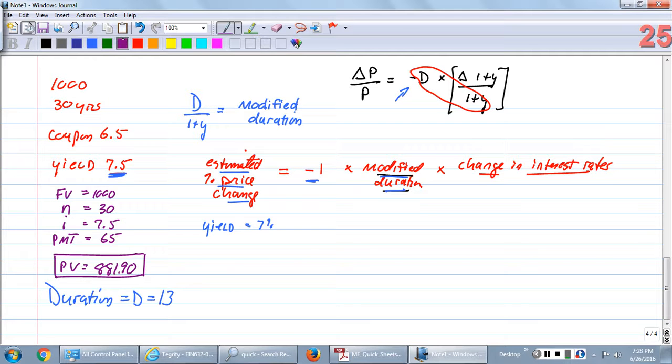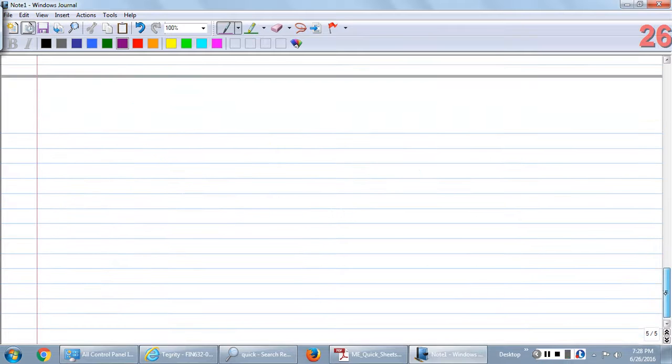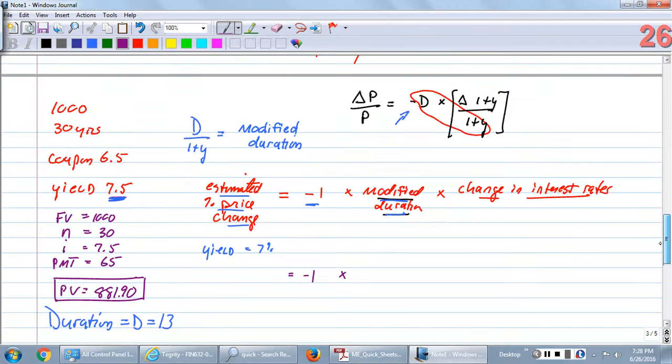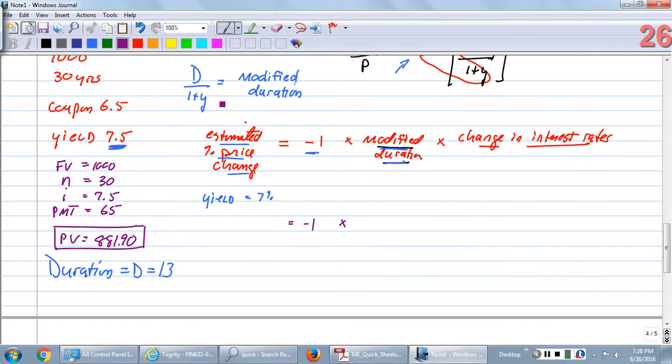Let's use our formula that I've just written here. -1 times modified duration. If you would, bear with me. I should have done this before. You see up here at the top where I've got modified duration is D over 1 plus Y. So down here then, modified duration on our bond before any price change is 13 divided by 1.075.